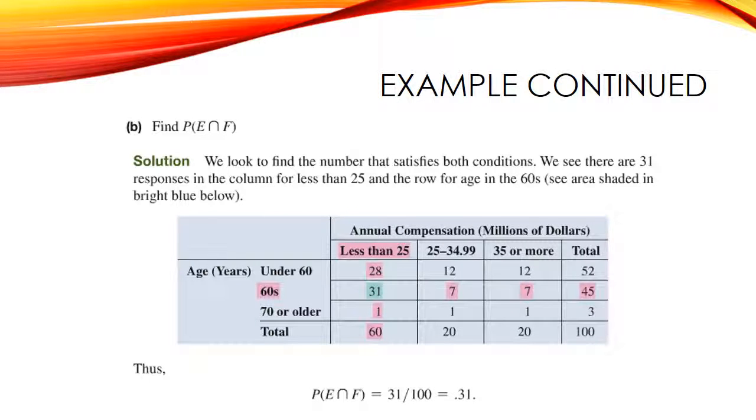So now we're going to look at the numbers that satisfy both conditions. There are 31 in the column for less than 25 and the row for age 60. So you see that in bright blue. And that's what we're looking for. We're looking for those in their 60s that earn less than 25 million. And the intersection of that is 31. 31 out of 100 is 0.31. And then for C, we're going to find the probability of the union of the two events. So pause the recording, give this a try, and resume the recording to check your answer.